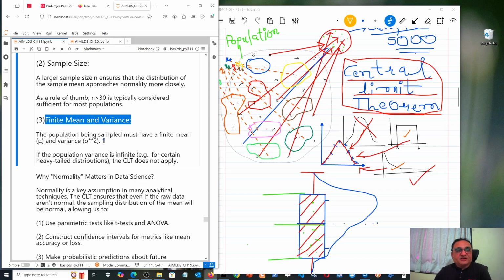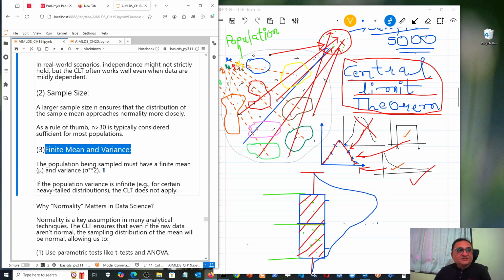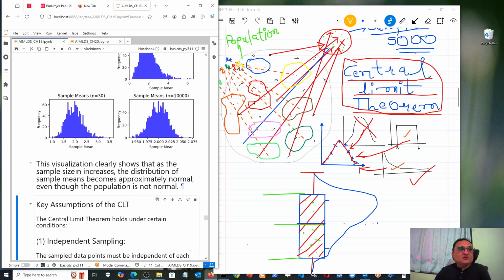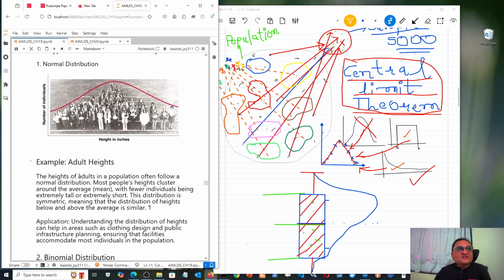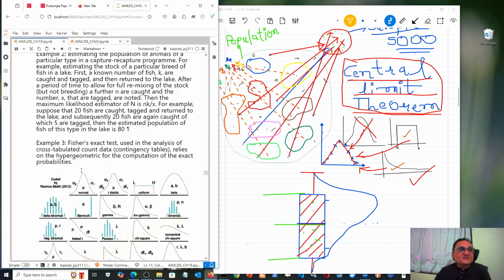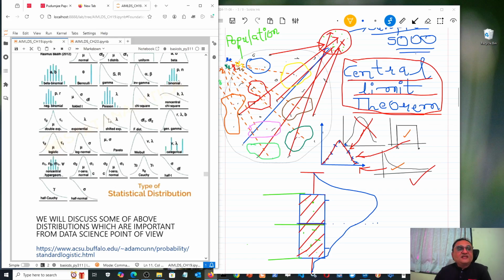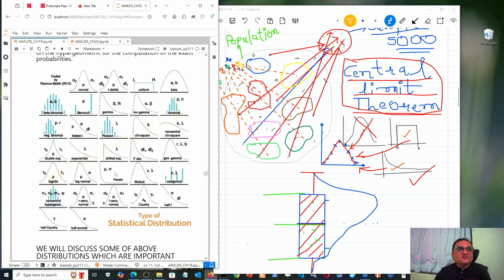And the third and most important condition for the central limit theorem to hold is that the population being sampled must have a finite mean, mu, and finite variance. I told you that the original population may be normal, uniform, exponential, or any other distribution out of all those data distributions which we had seen. Any distribution is allowed, but certain distributions have an infinite mean, and those kinds of distributions are not allowed.